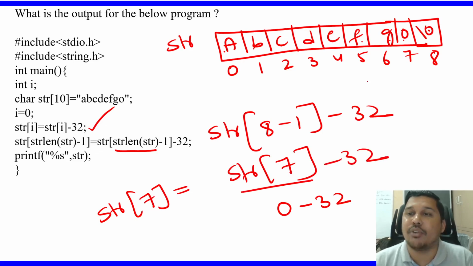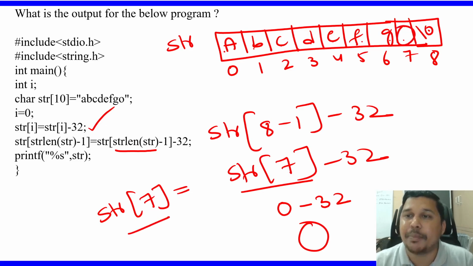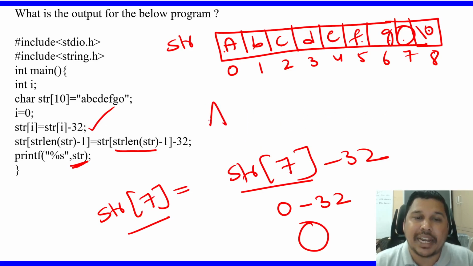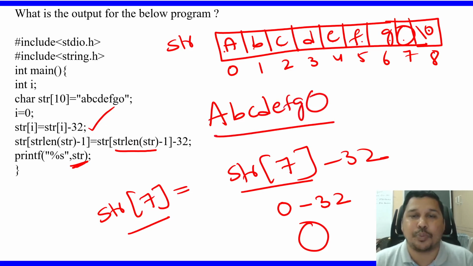What is the str[7] value? Small o. Small o minus 32. We have seen just now, if you subtract 32, it gives the capital of the corresponding character. So small o minus 32 will give me capital O. That I have to store in str[7]. So this small o here becomes capital O. So when I am printing str, what will it print? It will print capital A, B, C, D, E, F, G and capital O. This is the output. With these two statements, the first character and the last character are being capitalized.